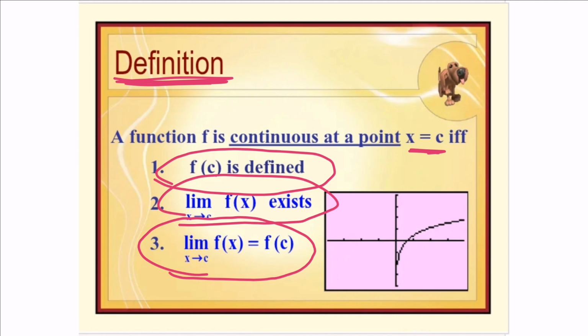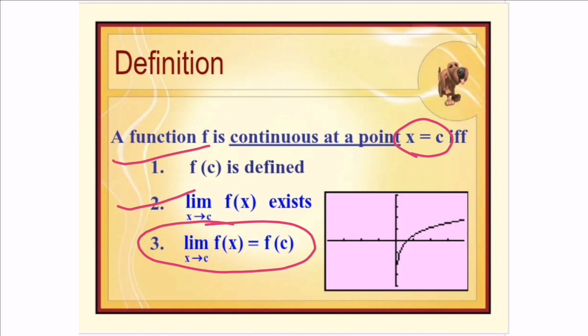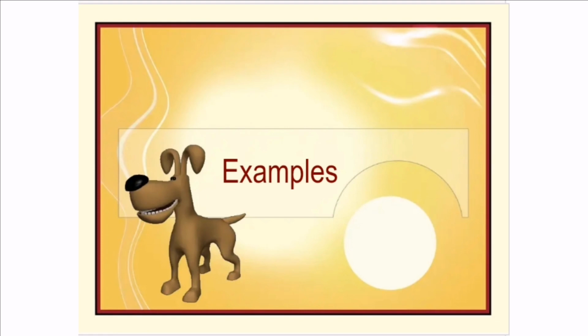Once again, a function f is continuous at a point c if and only if f of c is defined. Second, the limit as x tends to c of f of x exists. And third, the limiting value and defined value must be equal. Now, we want to explain some examples with the help of this definition.